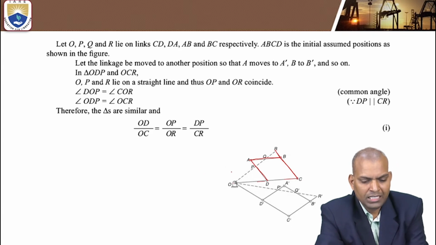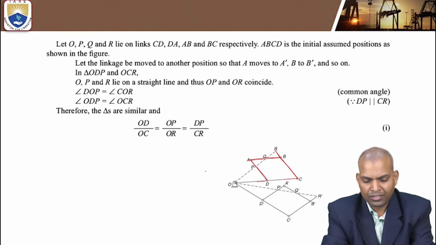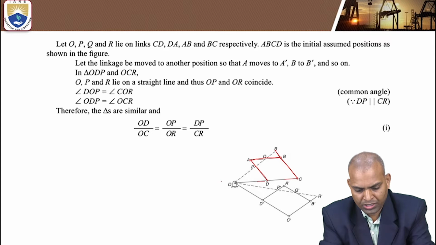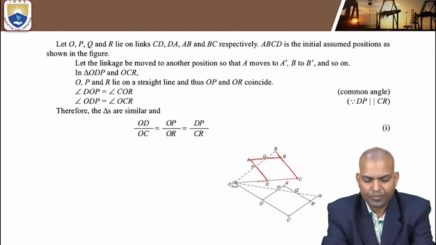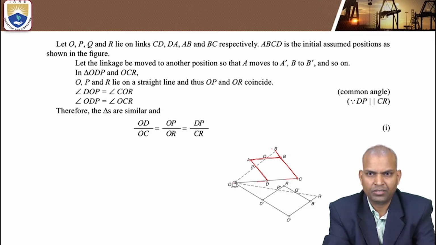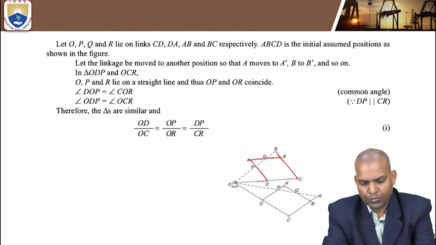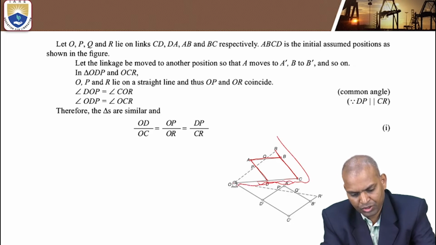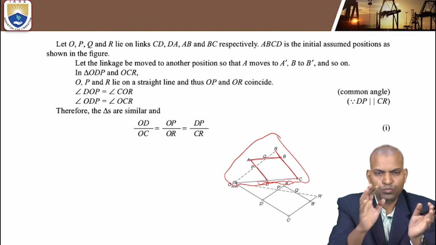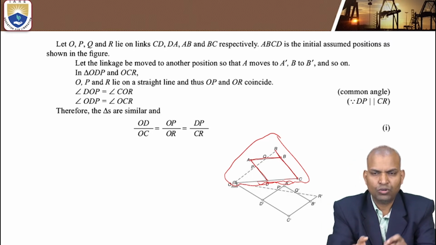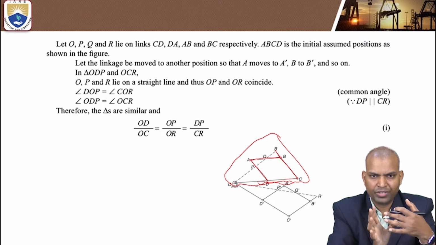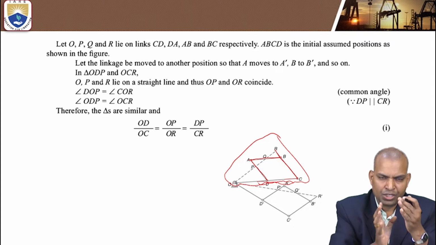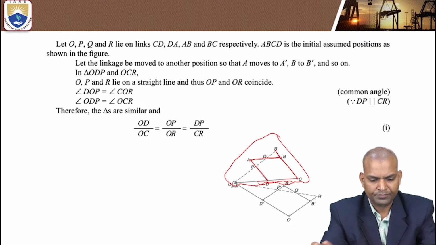Now, let the linkage be moved to another position. Please understand, the pantograph is the portion O, D, C, B, R, A, P, Q, R. This much portion is the only pantograph portion. After this, the initial position. When it moves to another position, don't think both considerations are the pantograph completely. No. Okay, initial position and second position.